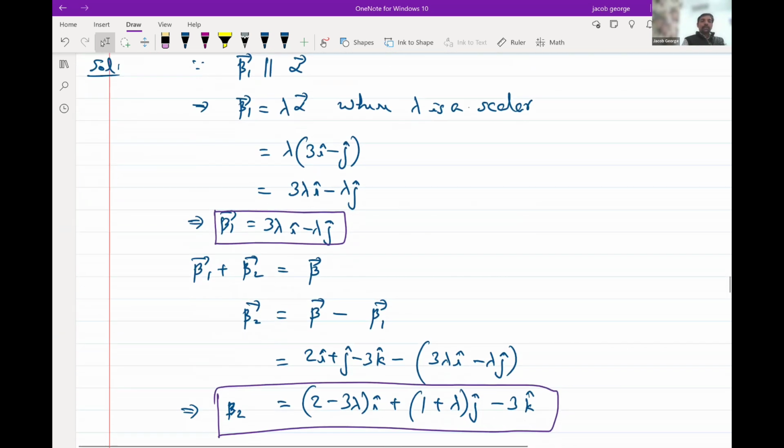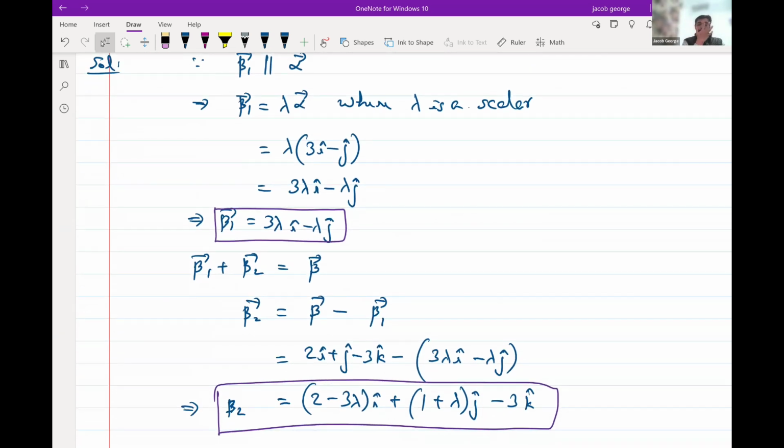Beta 2 vector is beta vector minus beta 1 vector. Beta vector is given in the question: 2i plus j minus 3k, minus of, just now we got beta 1 vector. What is that? 3 lambda I minus lambda j. Then we will simplify this like this: 2 minus 3 lambda into I plus 1 plus lambda into j minus 3k.